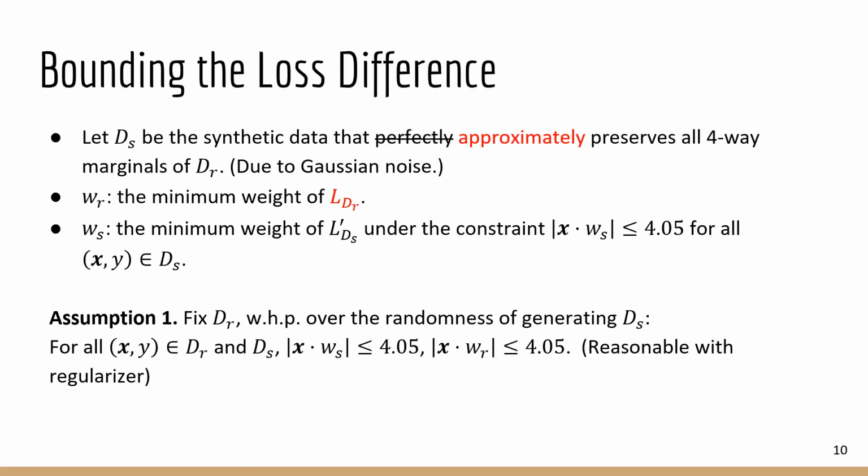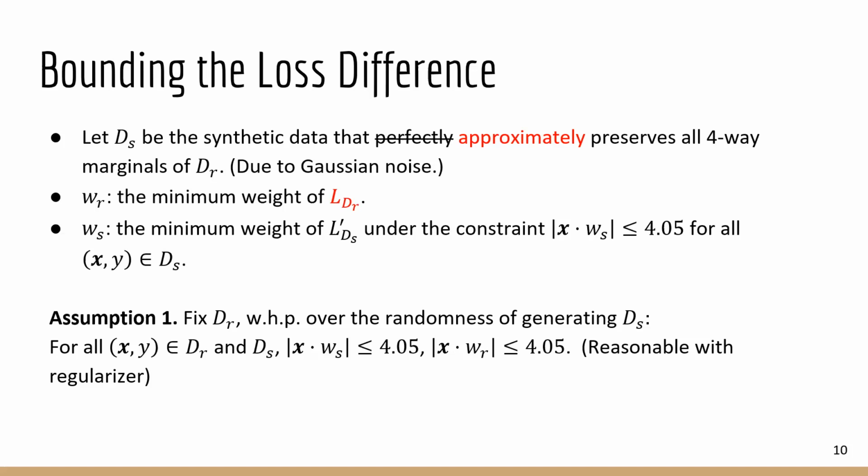So of course, it's not very realistic to assume that the synthetic data can perfectly preserve all the four-way marginals due to the use of Gaussian noise. So for our theorem 2, we consider that they are only approximately equal. And also we would like to see how using this synthetic data compares with the original training using the original loss function rather than just the approximate loss function. So here we define these two optimal weights that we want to compare. WR is the minimum weight for the original loss function training on the original real data. And WS is the minimum weight for the approximate loss function training on the synthetic data.